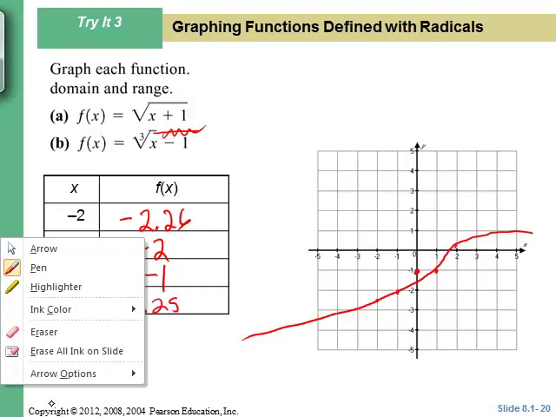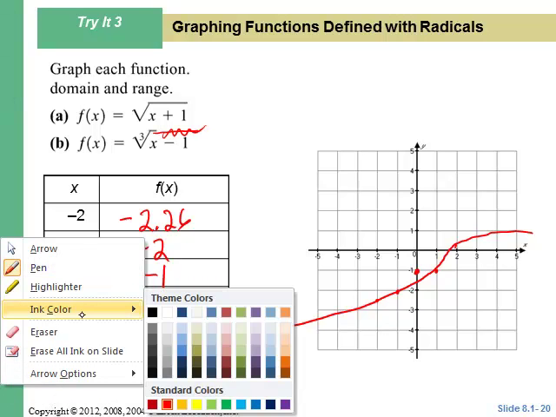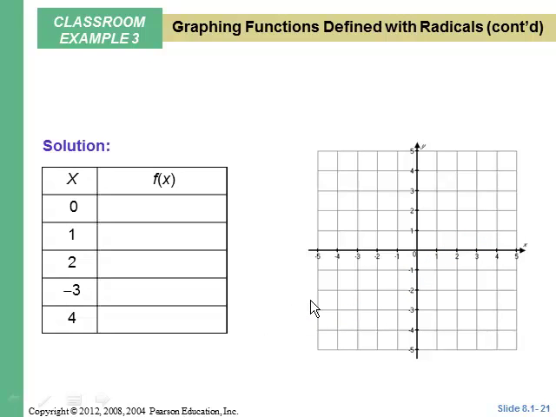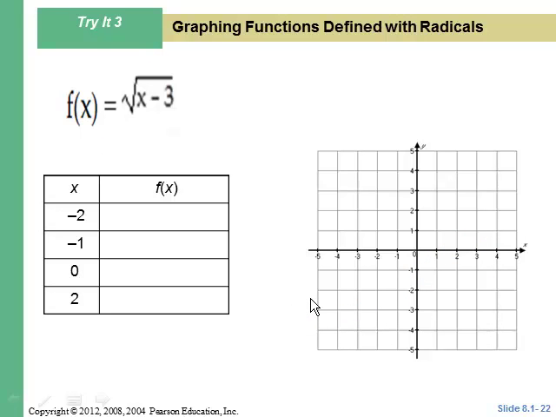I'm going to change colors. That doesn't look right at all. Let's try it again. I must have been off. Negative 2, negative 2.26. Negative 1 is negative 2. 0 is negative 1. 2 is 0.25. There we go.